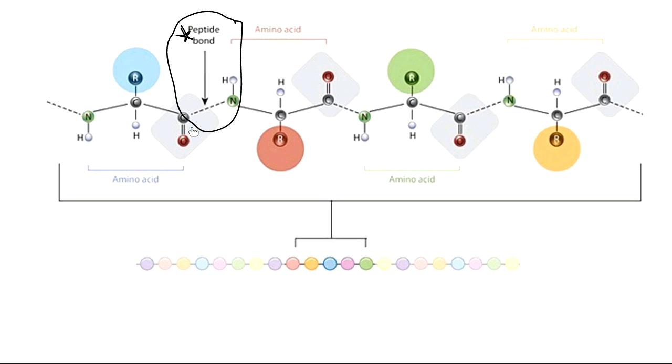It's between the acid group of one amino acid and the amine of the other. I connect those things together to make this big long chain of amino acids. That's what my primary structure of a protein is.